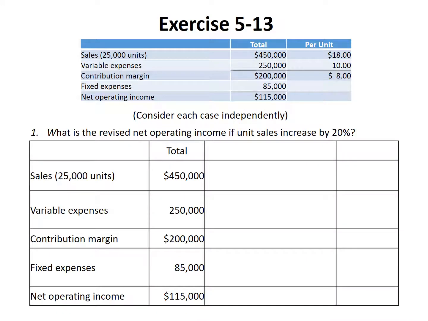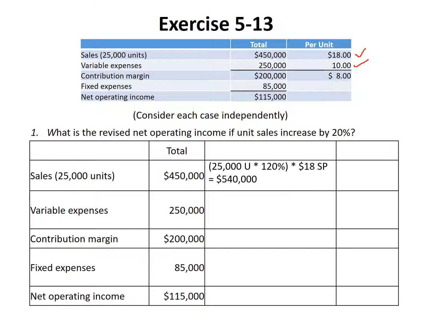Okay, exercise 5-13. Here we're given a contribution margin report. Sales minus variable expenses equals the contribution margin, minus fixed expenses, or most of the time I call them fixed cost or variable cost, equals net operating income of $115,000. Plus we're given, in effect, per unit information. Our sales price per unit is going to be $18, and my variable costs are going to be $10 per unit.